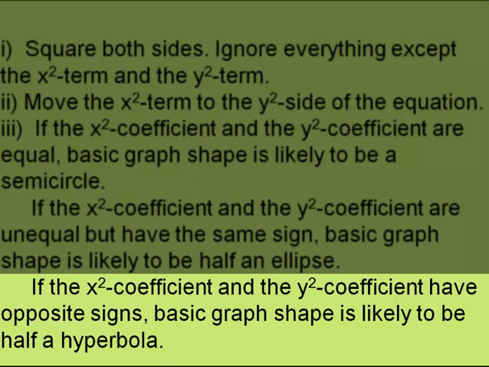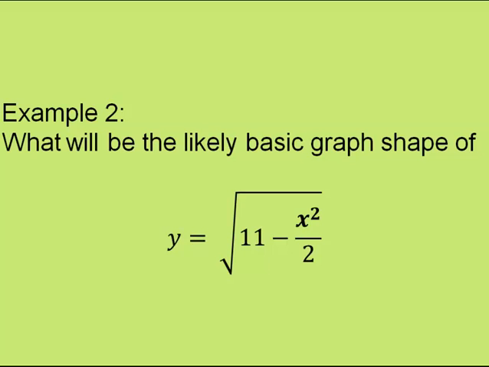Third case, if the x squared coefficient and the y squared coefficient have opposite signs, that would be reminiscent of a hyperbola, and this radical sign here is going to crop it down to just being half a hyperbola as your conclusion. Okay, here come some examples, and these have been generated by grabbing the equations of those previously shown graphs. Let's start here. So, what will be the likely basic graph shape of this function here?